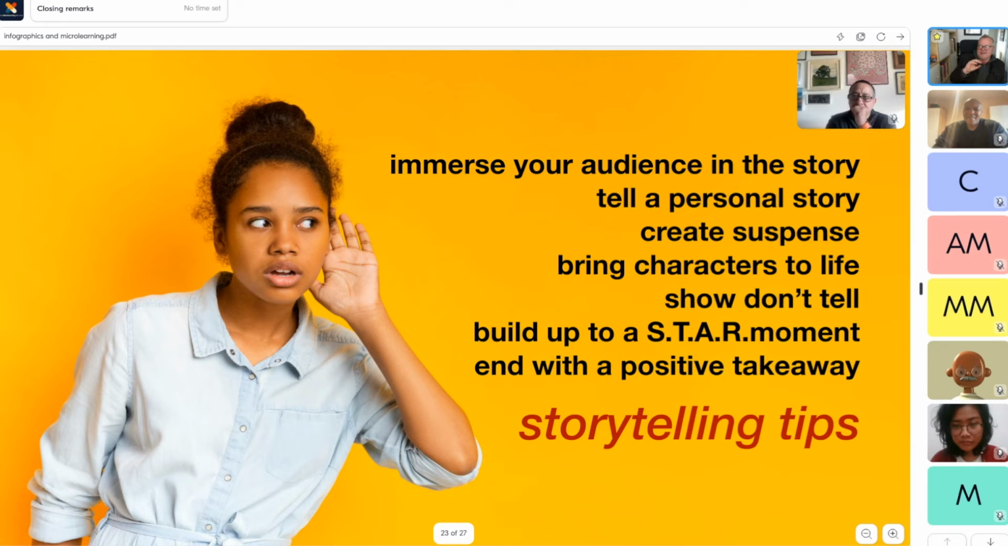Bring characters to life. Show, don't tell. That's one of the most powerful things of infographics: you show people stuff. You don't have to tell them; they'll make it. And this builds up to what I call a STAR moment. Does anybody know what STAR stands for? Please, in the chat, add what you think STAR stands for.